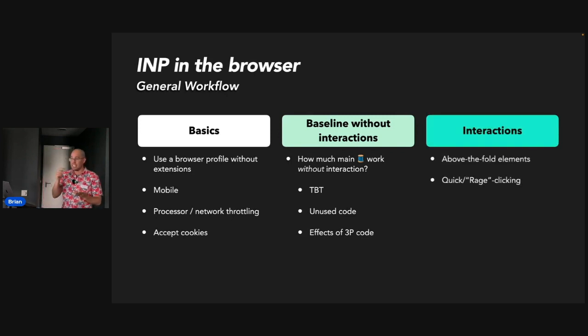And thirdly, the interactions themselves. For example, I tend to look at above-the-fold elements. If the user goes to a page and sees maybe a filter button or a big buy now button, then those are likely to be commonly clicked elements. And then start also quickly clicking different elements, or rage clicking, because that also has an effect on interactiveness or responsiveness.